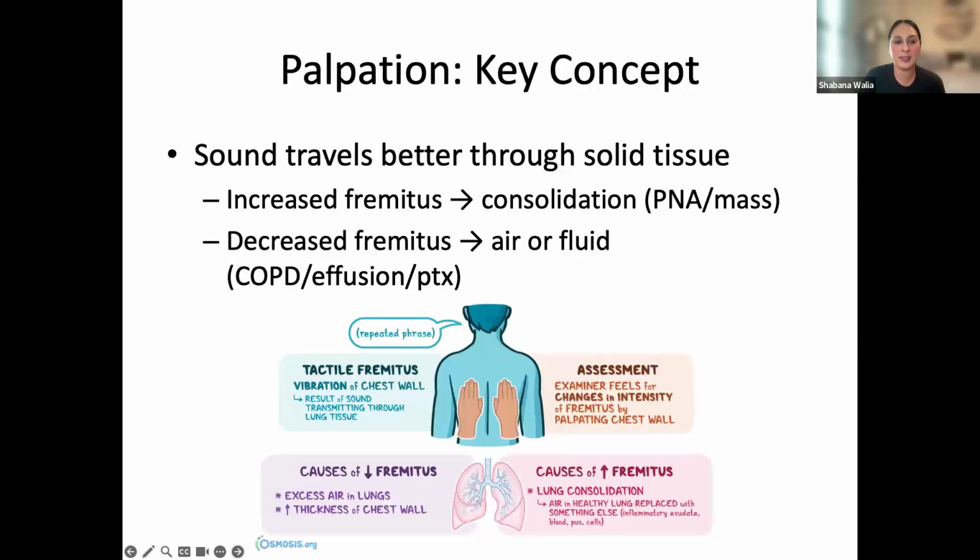The key concept is that sound is going to travel better through solid tissue than it does otherwise. So if you have solid tissue, such as a malignancy or pneumonia, you're going to get increased fremitus, or increased vibration on your hands when the patient's saying 99. And you're going to have decreased fremitus if there's air or fluid. So if it's COPD, if they're hyperexpanded in terms of their chest, if there's pleural effusion, most often transudative, or if there's a pneumothorax.